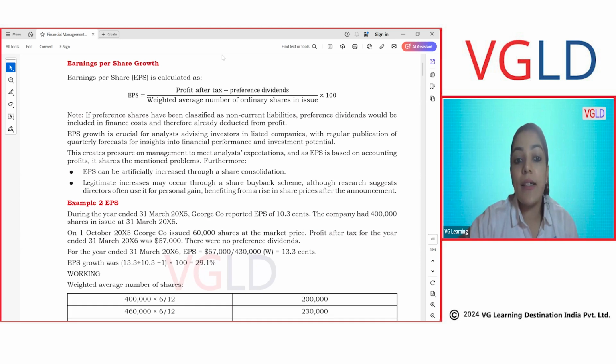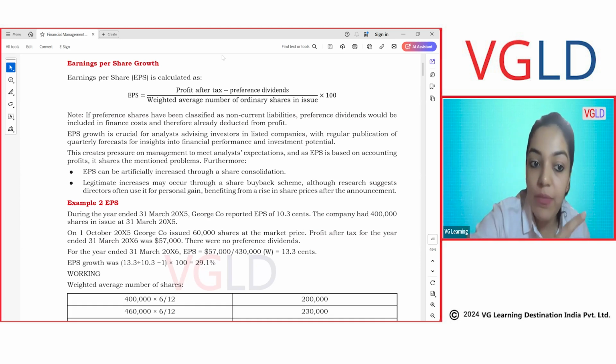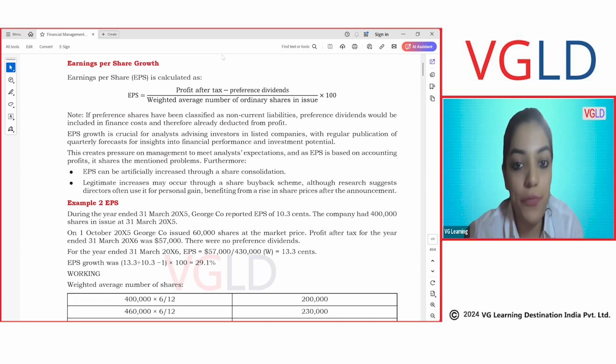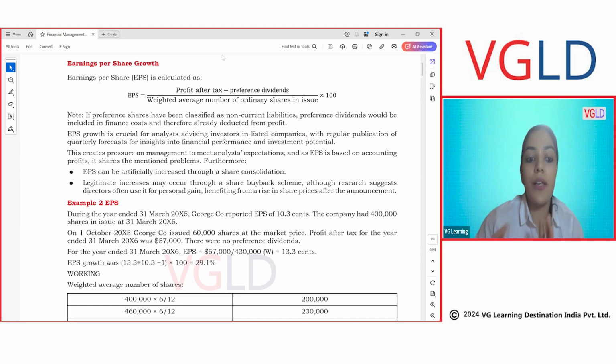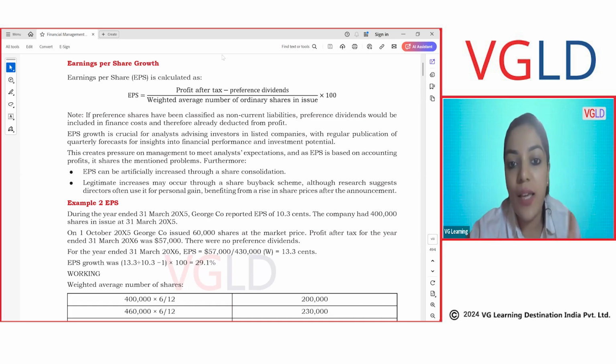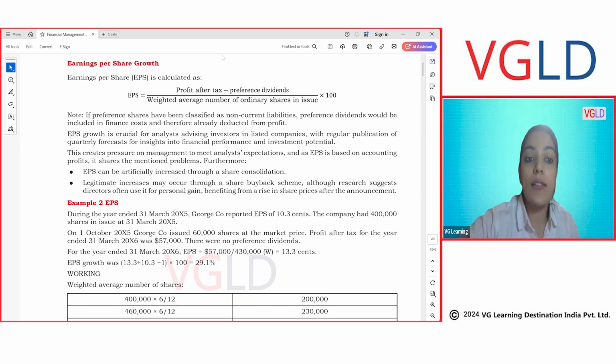Okay, TSR is linked to share prices, whereas EPS is linked to profit. So EPS as a measure is that, on a per share basis, how much profit the company has made. Whereas TSR is what is the gain. So TSR is what is the growth in the share price and what is the dividend, the total gain in value terms, what has come to the shareholders.